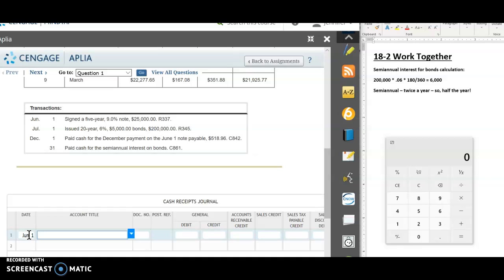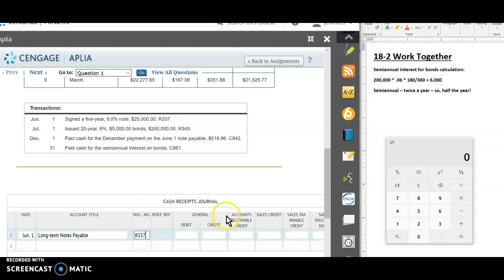our account is going to be long-term notes payable. Okay, so in section 18.1, we just had notes payable because we were paying it back within like 60 or 90 days. This is a 60-month loan, so that's 5 years. So basically anything over a year that we're borrowing is going to go into long-term. Okay, our document number is receipt 337.